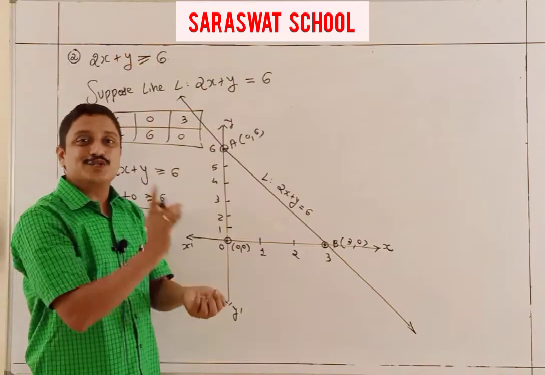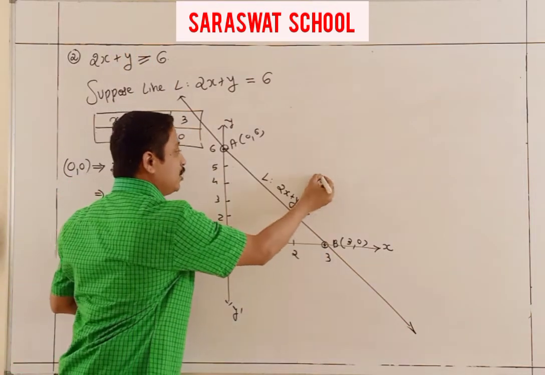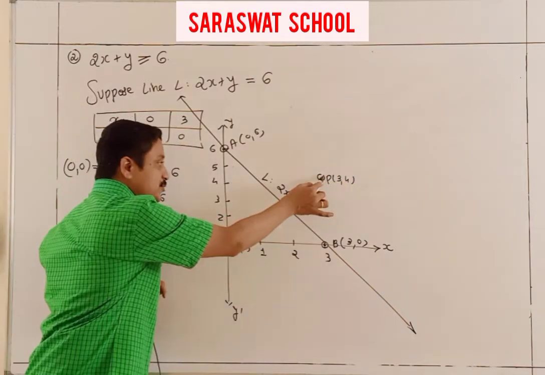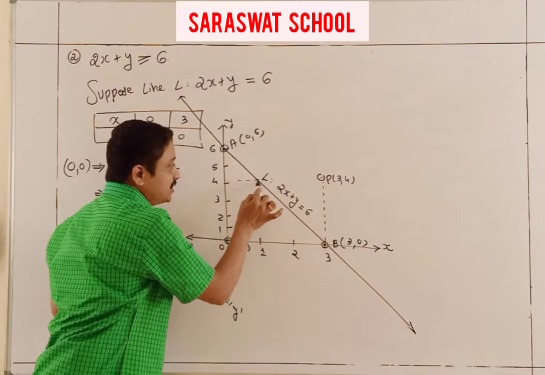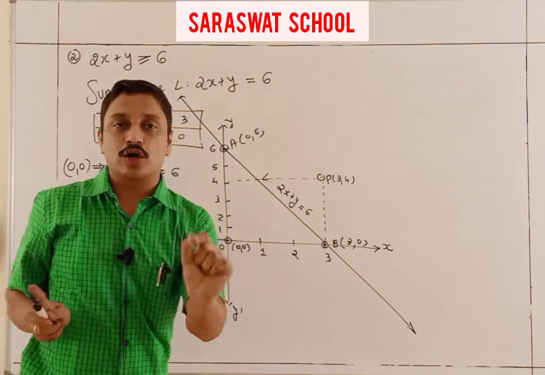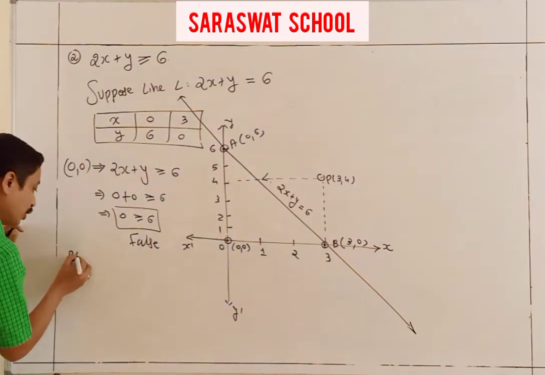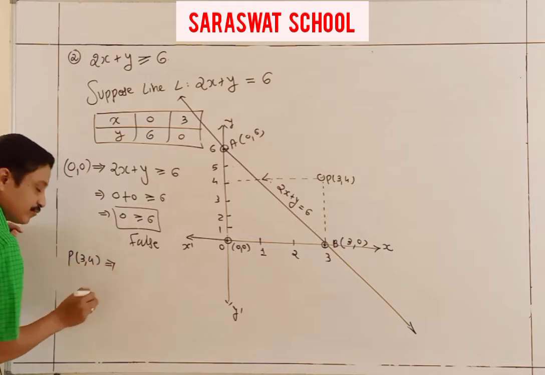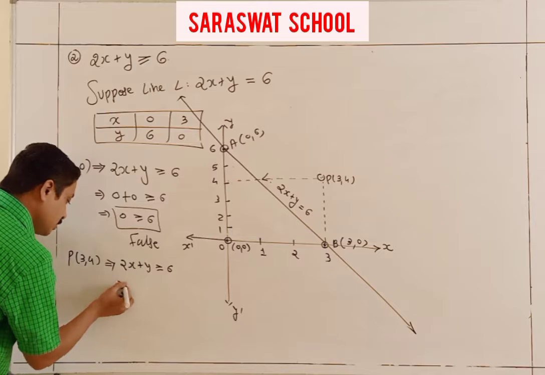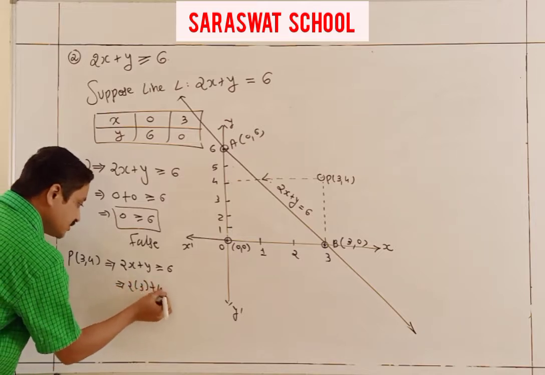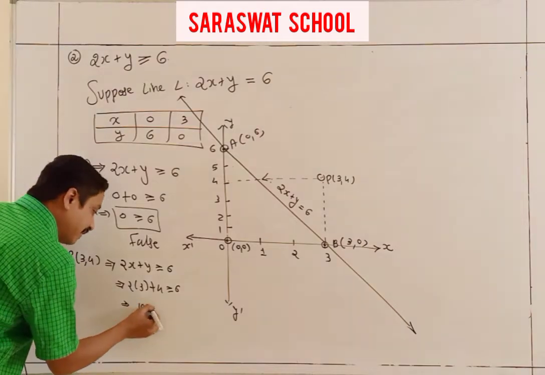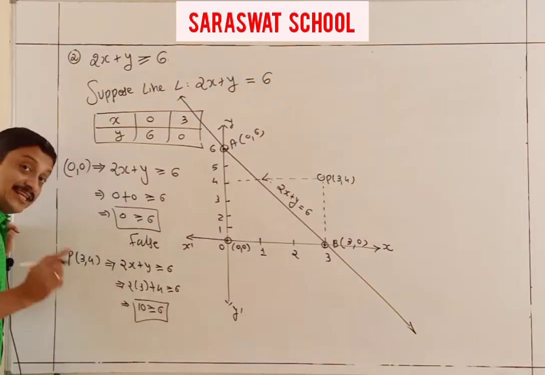So also I take another point, just like 3, 4. I just assume this point and check it, only for clarification, whether this answer is true or not. So we check here one more point, 3, 4. So 2x plus y, 2x is 2 times 3, y is 4. Your answer is 6 plus 4, 10. And sure, 10 is greater than 6.